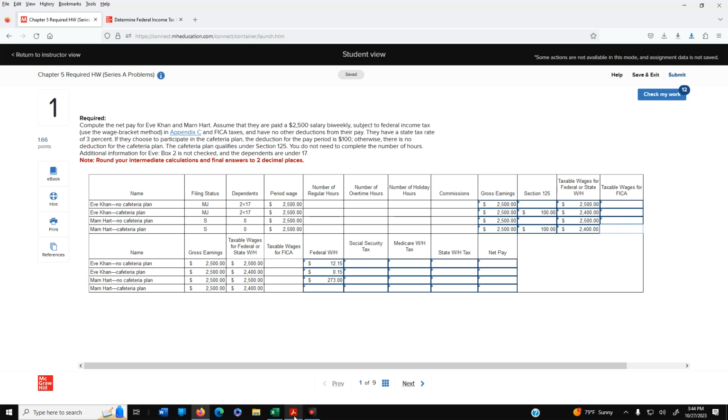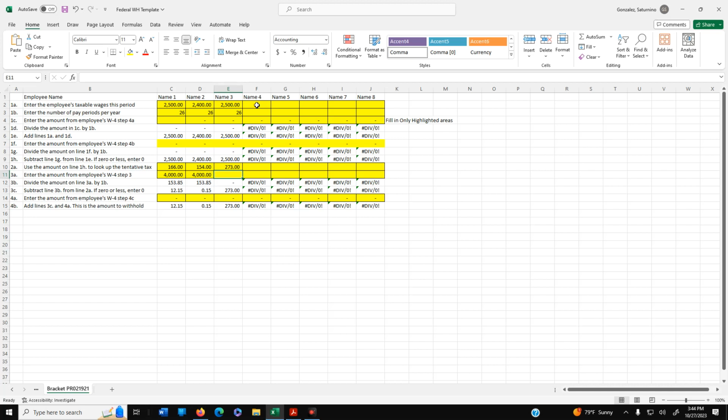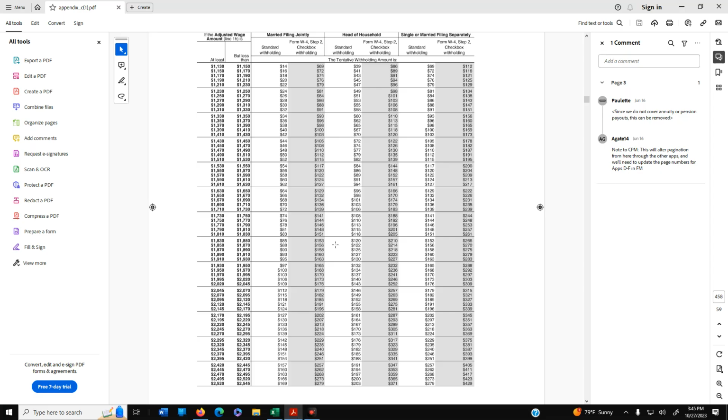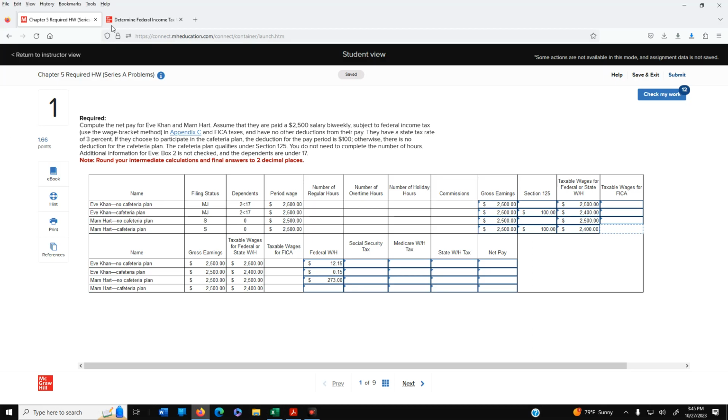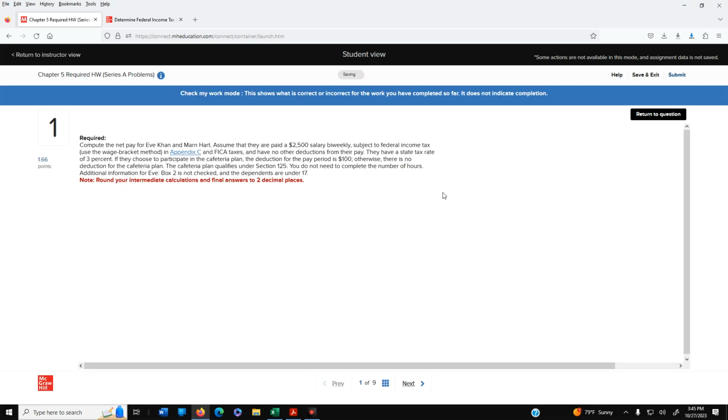And now we go to our table. So we go to our spreadsheet. We're going to put here 2,400. We're going to put 26. And now we're going to look up the tax, the tentative tax. So we're going to go to 2,400, which is 23.95, 24.20, and we're going to go to the last one, which gives us 251. So we're going to put in 251, no dependents. So the tax that we withheld is 251. Let me go back to the problem. 251, and if we check my work, I think all the federal withholdings will be okay.